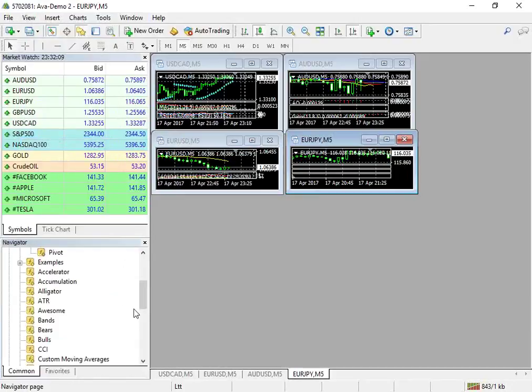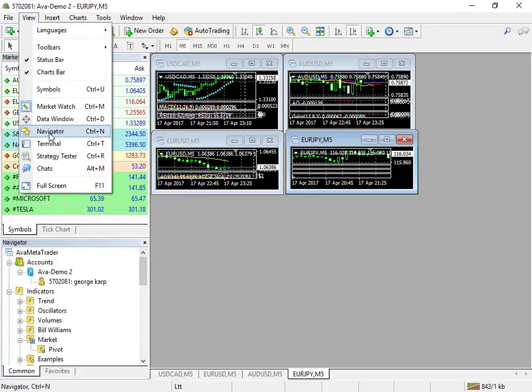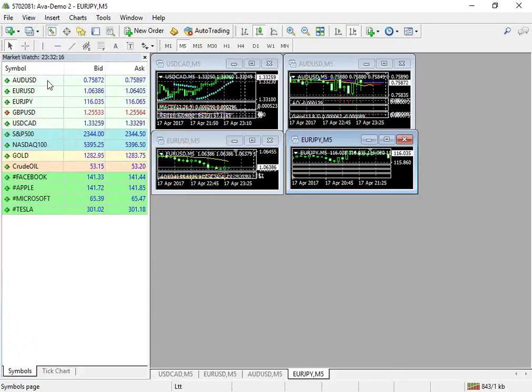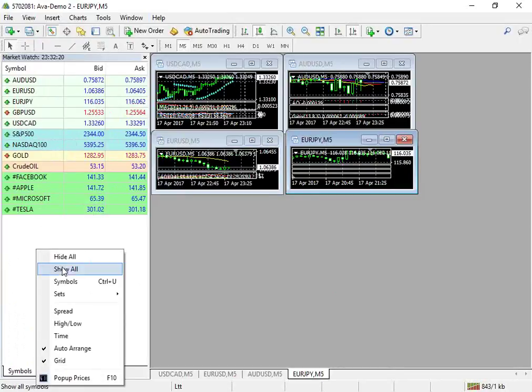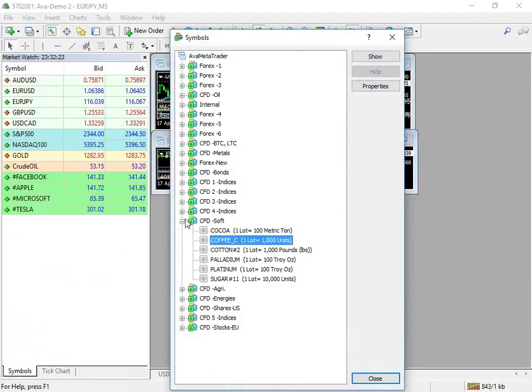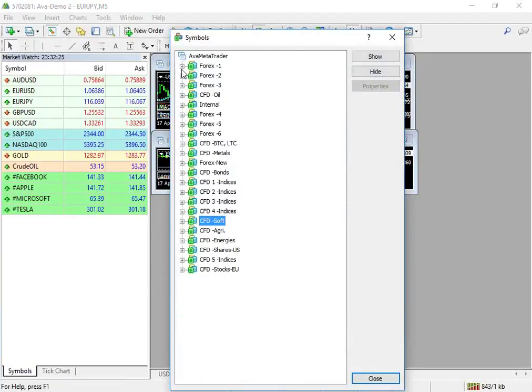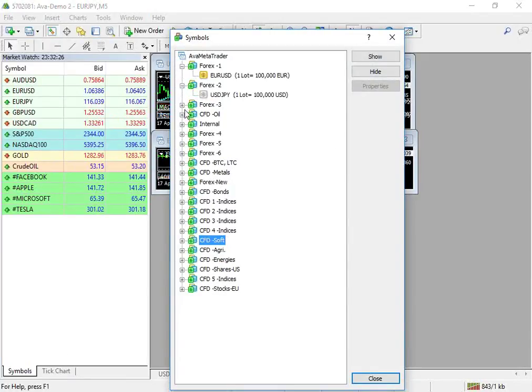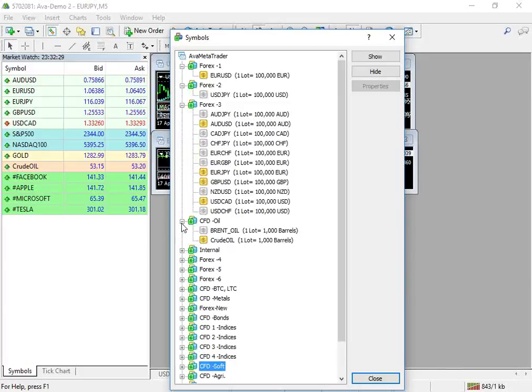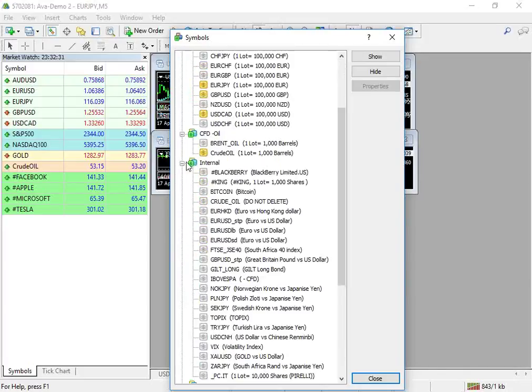And here are your account details. So you don't need this. So we're going to go View, Hide the Navigator. Right in here, you'll notice that I've got a few products open for trading. If I show you how many products are available, there's hundreds and hundreds of products. You're going to have to go through each little box and pick the products that you're most likely to want to trade.